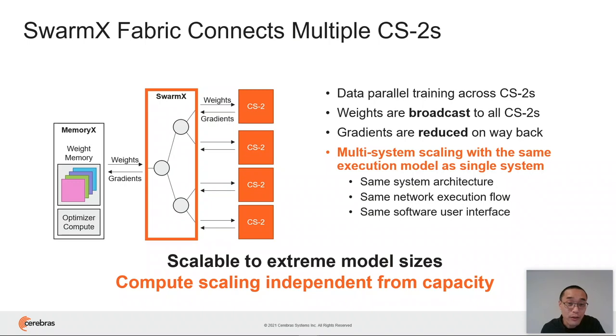Internally, SwarmX uses a tree topology to enable modular and low overhead scaling, whether that's scaling to two systems or to 192 systems. Because it's modular and disaggregated, it enables scaling to multiple CS2 systems with exactly the same execution model as a single system. That's exactly the same system architecture, the same execution flow, and the same software user interface. Scaling to more compute is as simple as adding more nodes to the SwarmX topology and adding more CS2s.